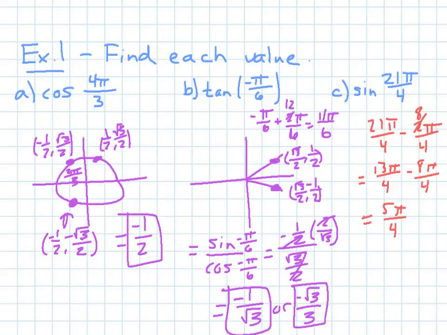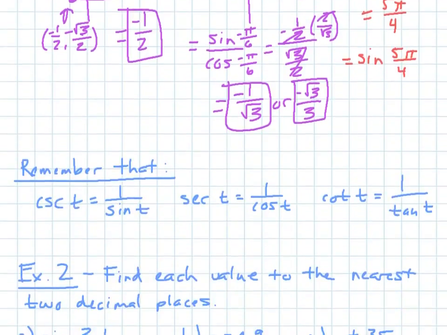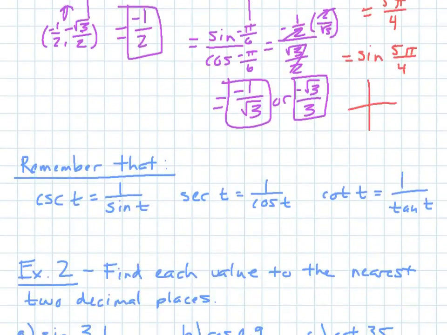Okay? So now, sine of 5 pi over 4, using my unit circle here, that would be in the third quadrant. That's the 45 of that one.